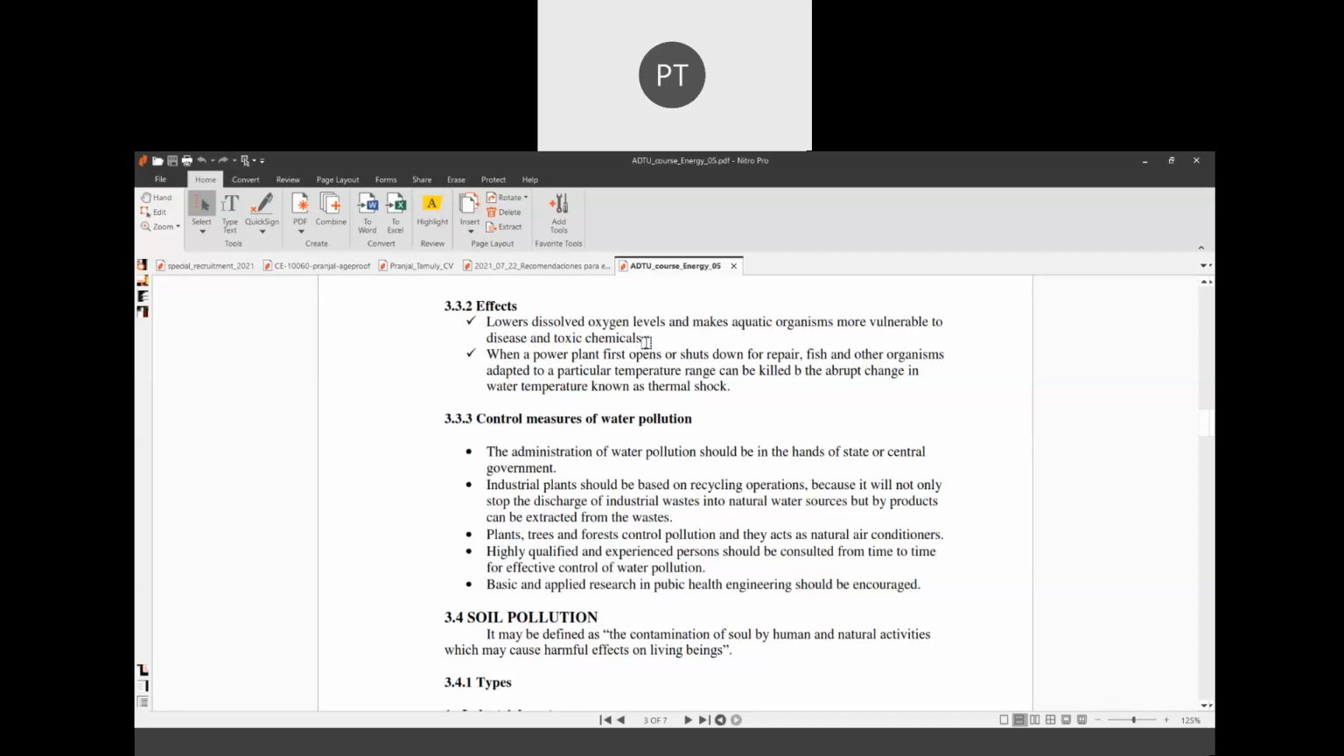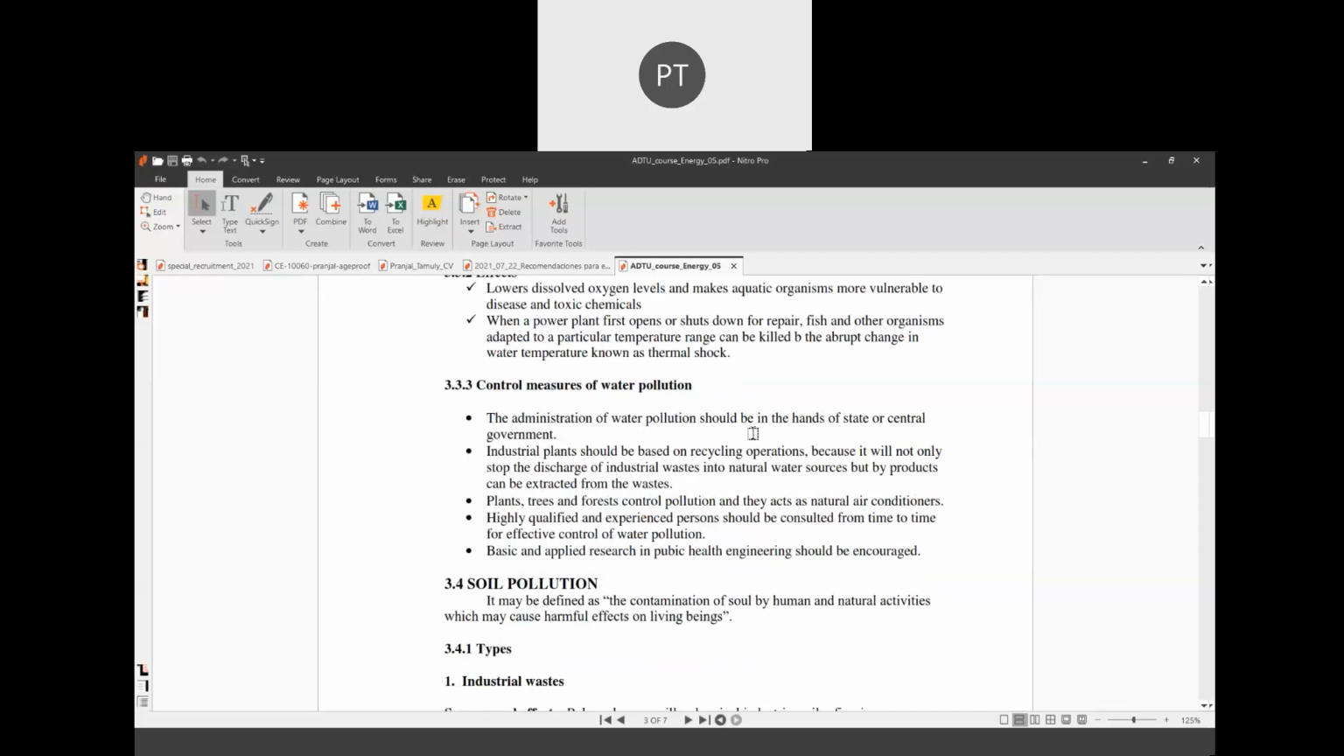Also for humans. When a power plant first opens or shuts down for repair, fish and other organisms adapted to a particular temperature range can be stressed by abrupt changes in water temperature, called thermal shock. That I have already discussed, that is the expulsion of hot water from thermal power plants to natural water sources.